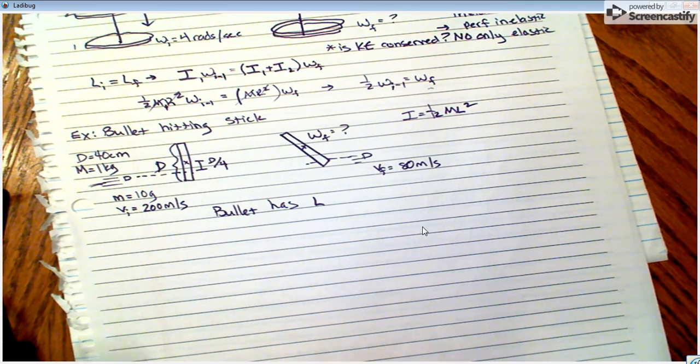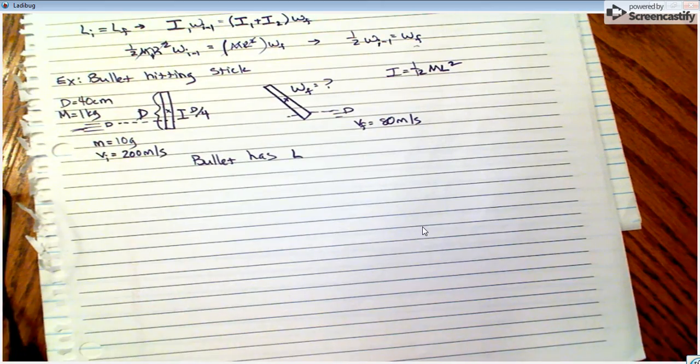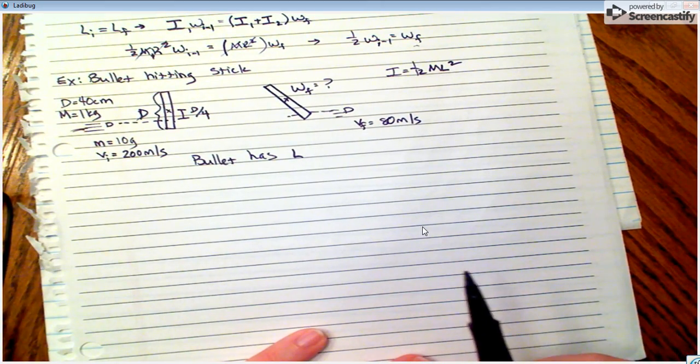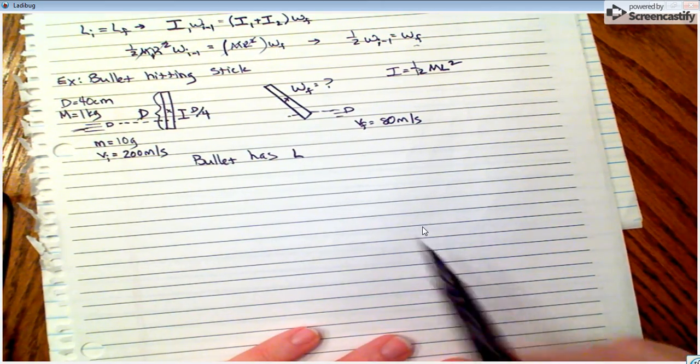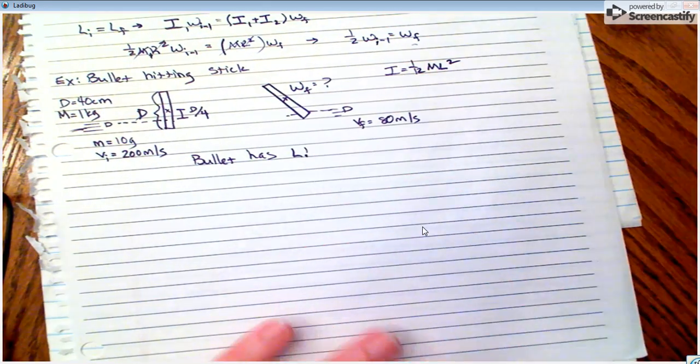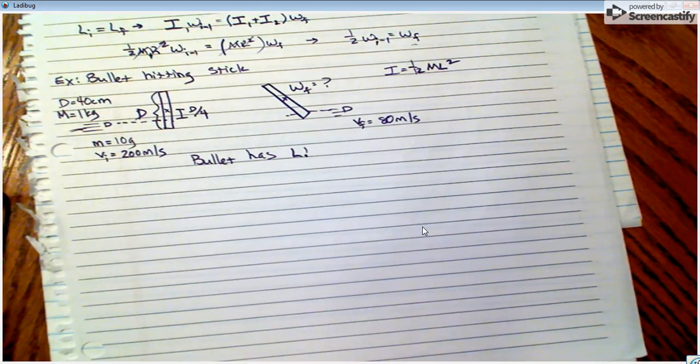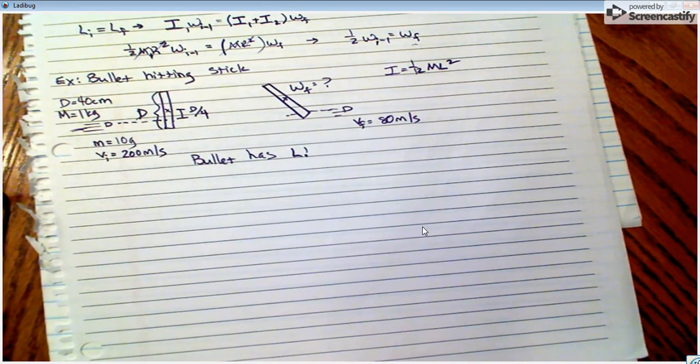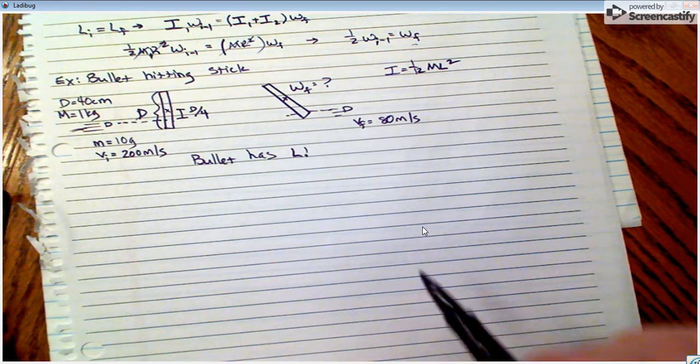Did you solve it yet? Did you get it? Did you get an answer? 360? We should. But we'll solve it together. All right, the bullet has angular momentum. Even though it's moving in a straight line, it is not moving in our reference plane. So we have to factor that in when we're doing conservation of momentum.